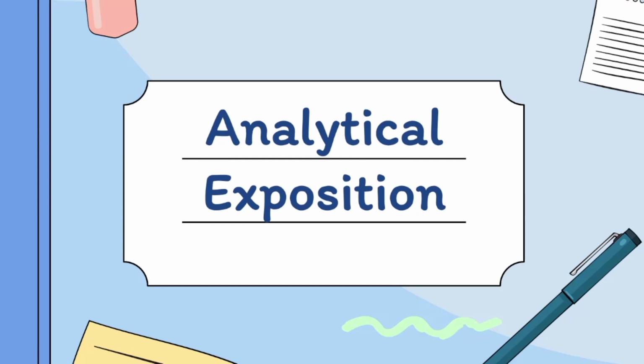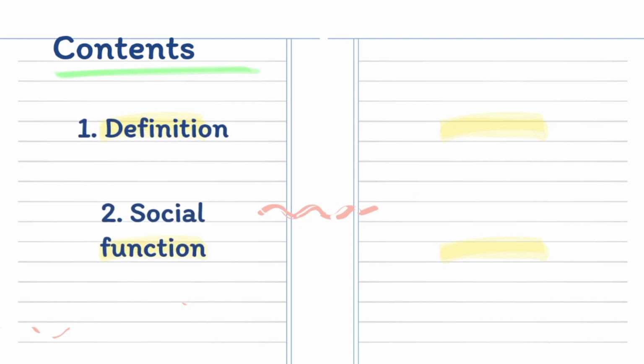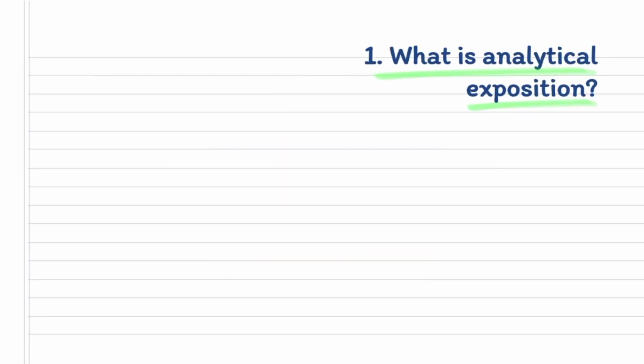In today's lesson, we're going to talk about analytical exposition. We will talk about definition, social function, generic structure, language features, and the last example. Okay, let's get started. Definition. What is analytical exposition?